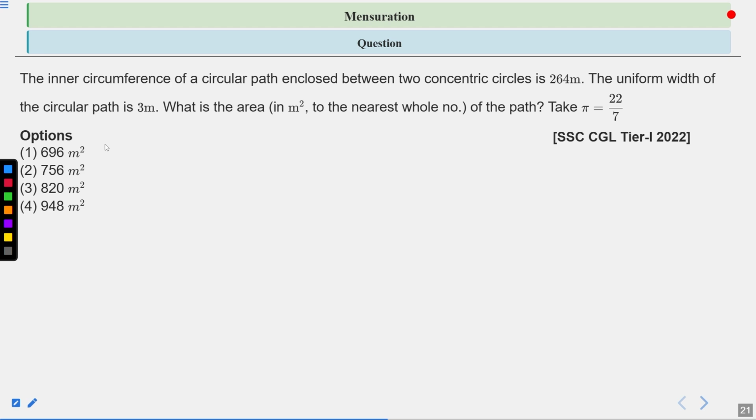So there are 4 options. First one is 696 square meter. Second is 756 square meter. Third one is 820 square meter. And fourth one is 948 square meter. Now you have 10 seconds to analyze the question. Your time starts now.